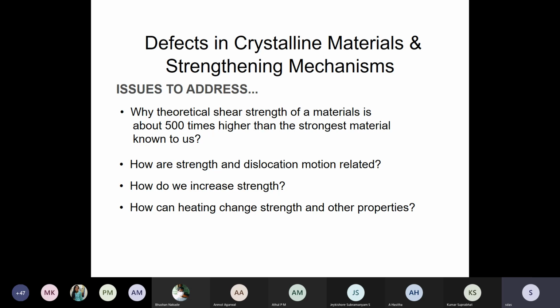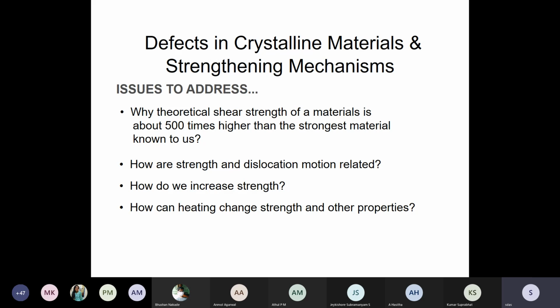You were never introduced to the fact that materials, be it a piece of steel, aluminium, or anything you use, have defects in the microscopic range. But in real material, when you try to solve problems, you see their strength is much, much lower than the theoretical shear strength.